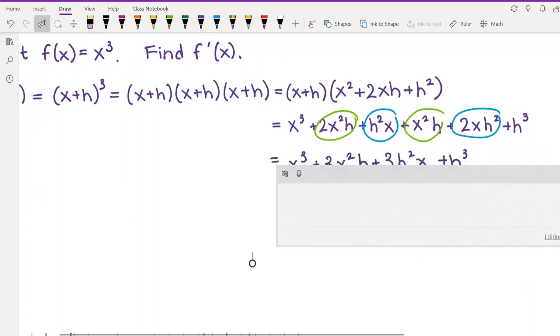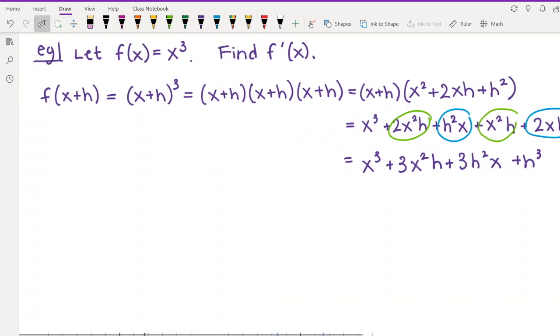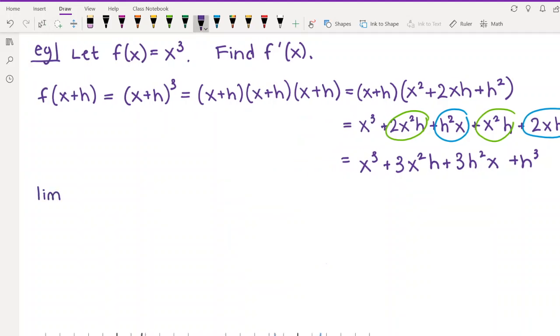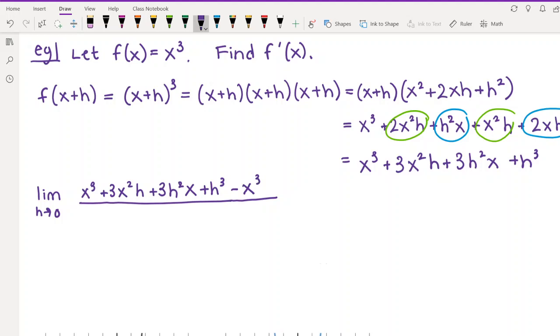Okay, so let's put that into our limit now. So we're trying to do the limit as h approaches 0 of f of x plus h. So now we can put in what that is, that's what we just found over here: x cubed plus 3x squared h plus 3h squared x plus h cubed. And then from that, we're supposed to subtract f of x, right? And so what is f of x? f of x would just be x cubed. And then we're dividing everything by h. So the x cubed here cancels out with the x cubed here, right?